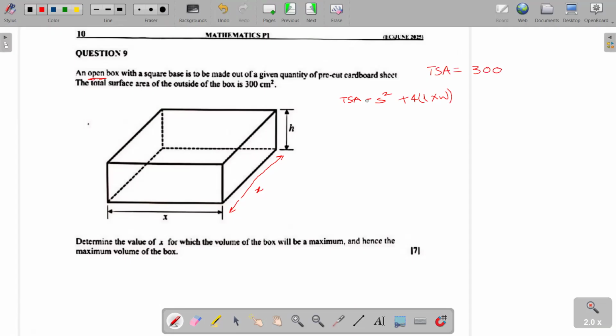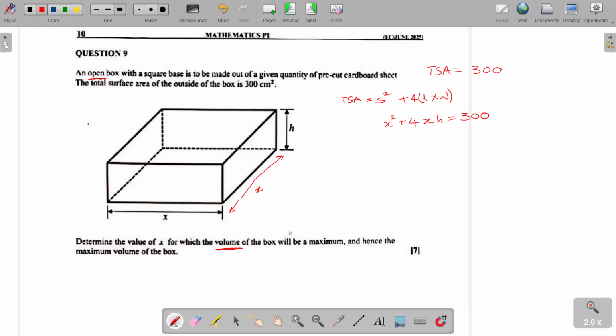So the total surface area you are given as 300. Our side for our base, which is the square, is x. So we end up having x squared plus 4, our length x, our width h, and this must be equal to 300 because this is the total surface area. Then the question says, determine the value of x for which the volume of the box will be a maximum. Now we are talking of volume.